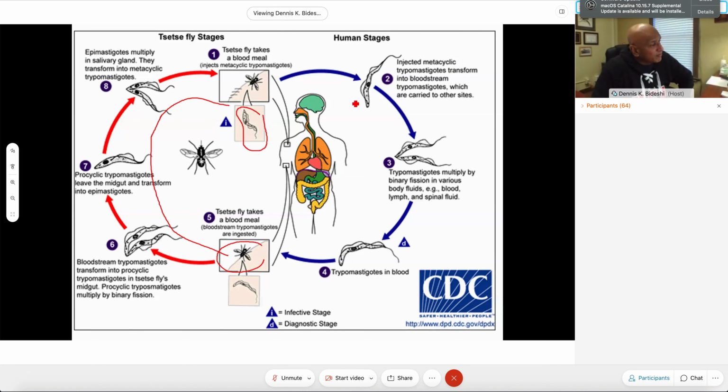If you notice, this one develops into the trypomastigote. So the infective stage is the metacyclic trypomastigote. The stage that you find circulating in blood is this one here. It's called a trypomastigote. So again, we have a vector, the tsetse fly or Glossina fly. We have the infective stage, which is called the metacyclic trypomastigote. And then we see the stage that we find in blood, which I showed you earlier. That is called a trypomastigote. Right?